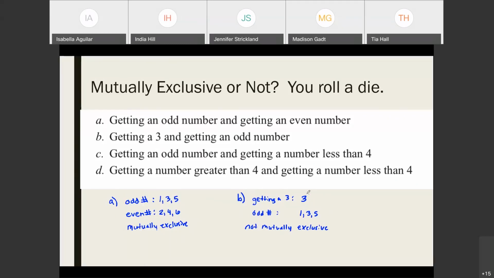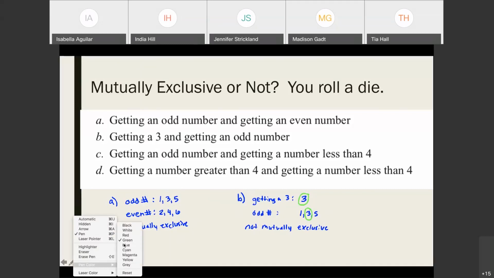All right, so does that make sense to you? Because there's a 3 in both events, that makes it not mutually exclusive. In the first example, because they're all separate, they are mutually exclusive.